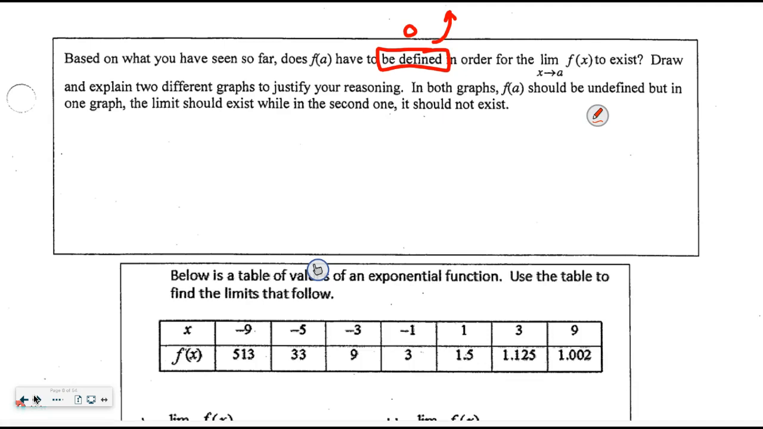Okay, so think about that. Does it have to be defined? And if you've heard me talk about that restaurant, the restaurant does not have to be there. So it says draw and explain 2 different graphs. So the answer is no, it doesn't have to be. Draw and explain 2 different graphs.